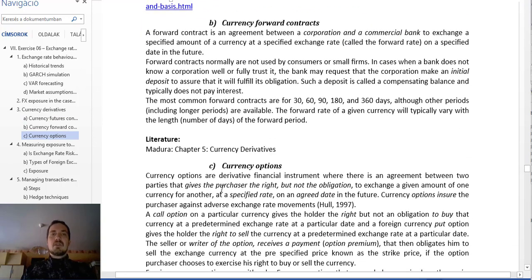Then the forward contract. I mentioned already that it's made with banks and it's for bigger positions. So if you already have a nice relationship with your bank, then they will allow you to have this, and maybe margins can be smaller, and other fees can be smaller. So it's for big enterprises.